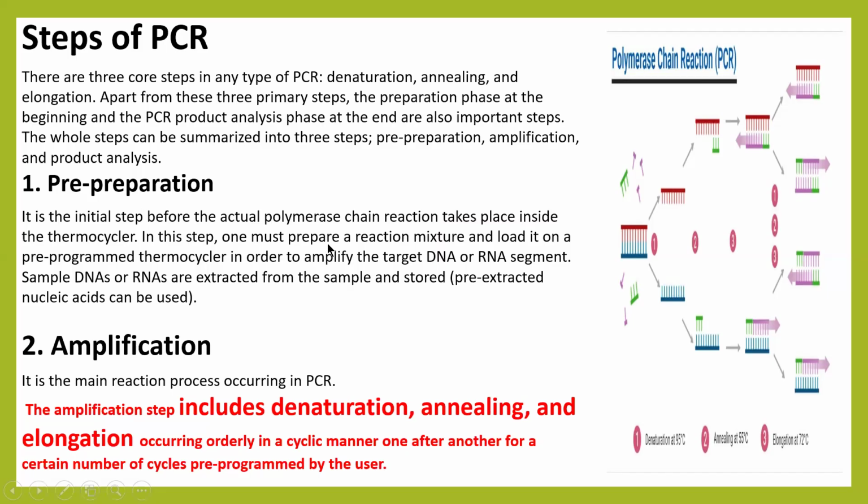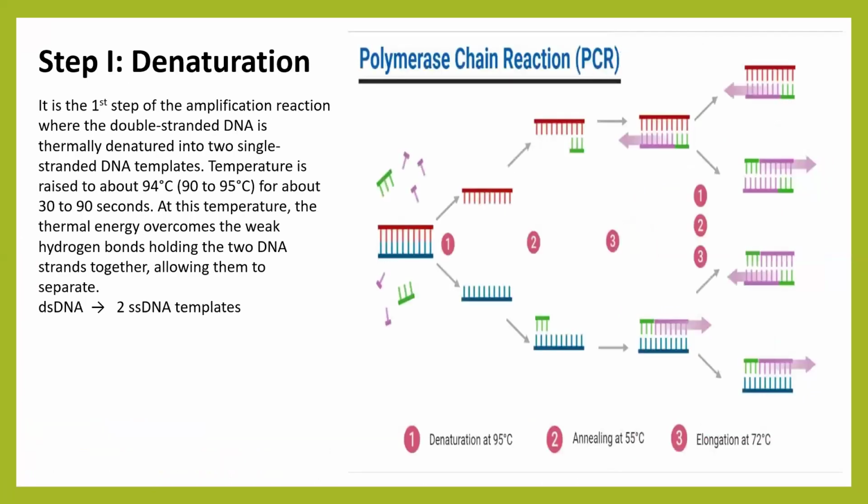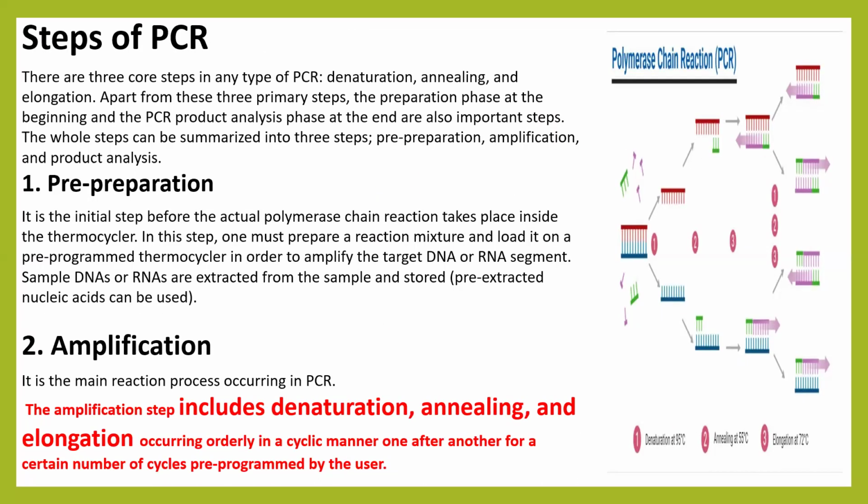In pre-preparation, the actual polymerase chain reaction takes place inside the thermocycler PCR machine. In this step, one must prepare a reaction mixture and load it on a pre-programmed thermocycler in order to amplify the target DNA or RNA segment. Sample DNAs or RNAs are extracted from the sample and stored. Pre-extracted nucleic acid can also be used.